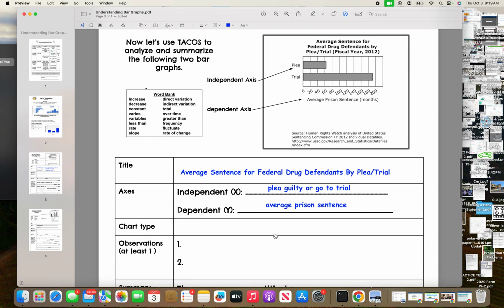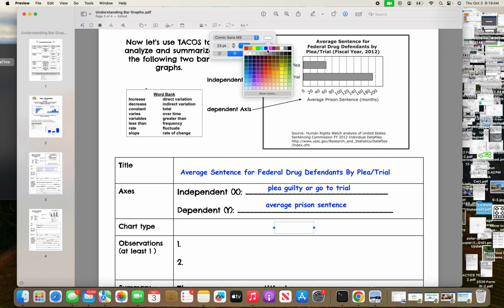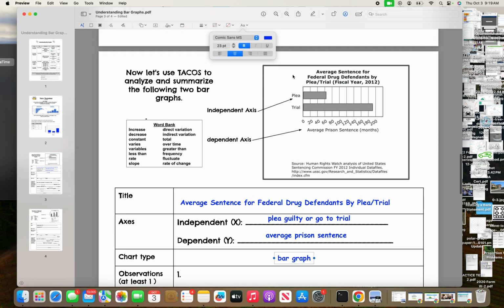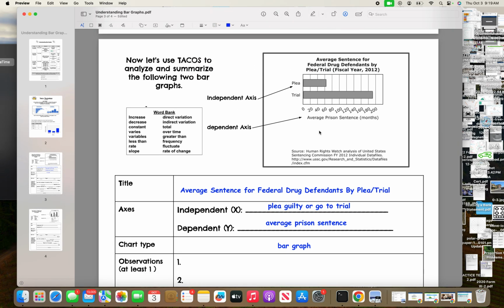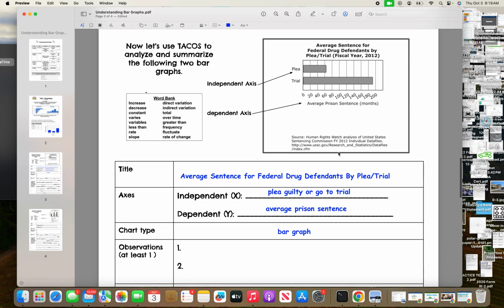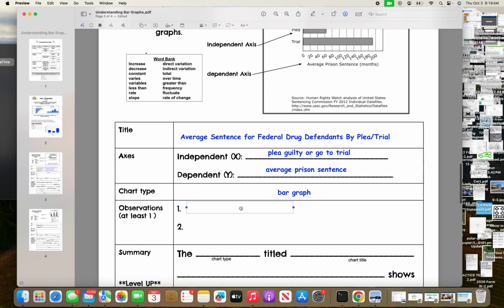What is the chart type? Well, we already know that this whole month we're studying about what? You guessed it, bar graphs. All right. Now it's time to make an observation. Well, what type of bar graph is this? Is it horizontal, going from left to right, or is it vertical, going up and down? Yes, it is a horizontal. This is a horizontal bar graph.